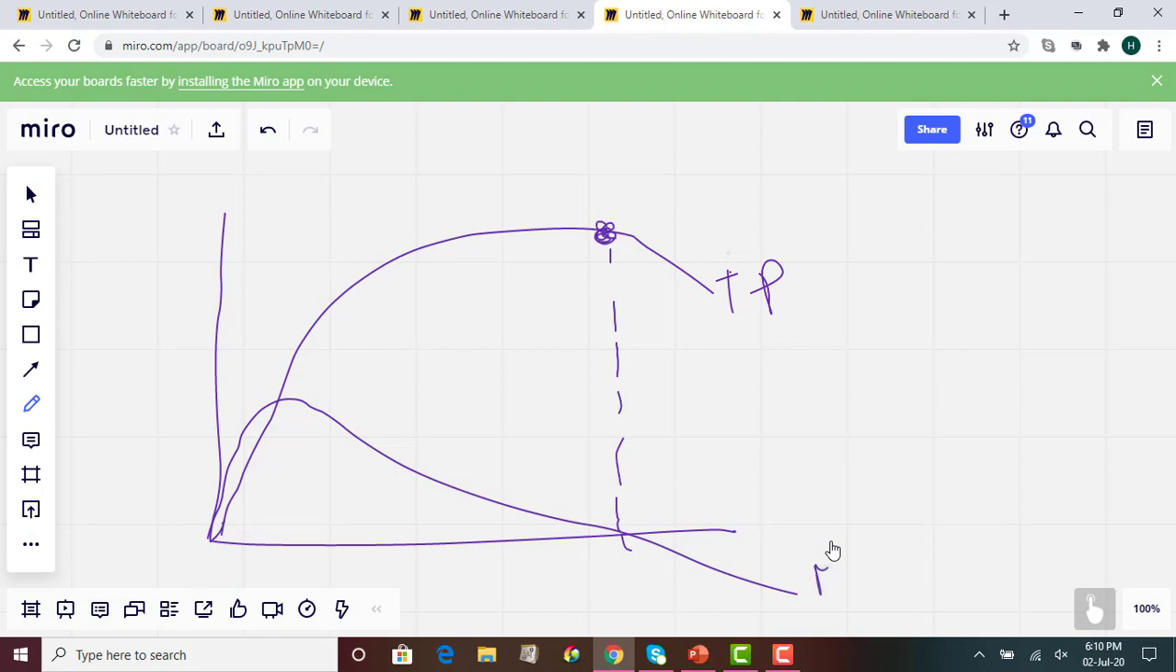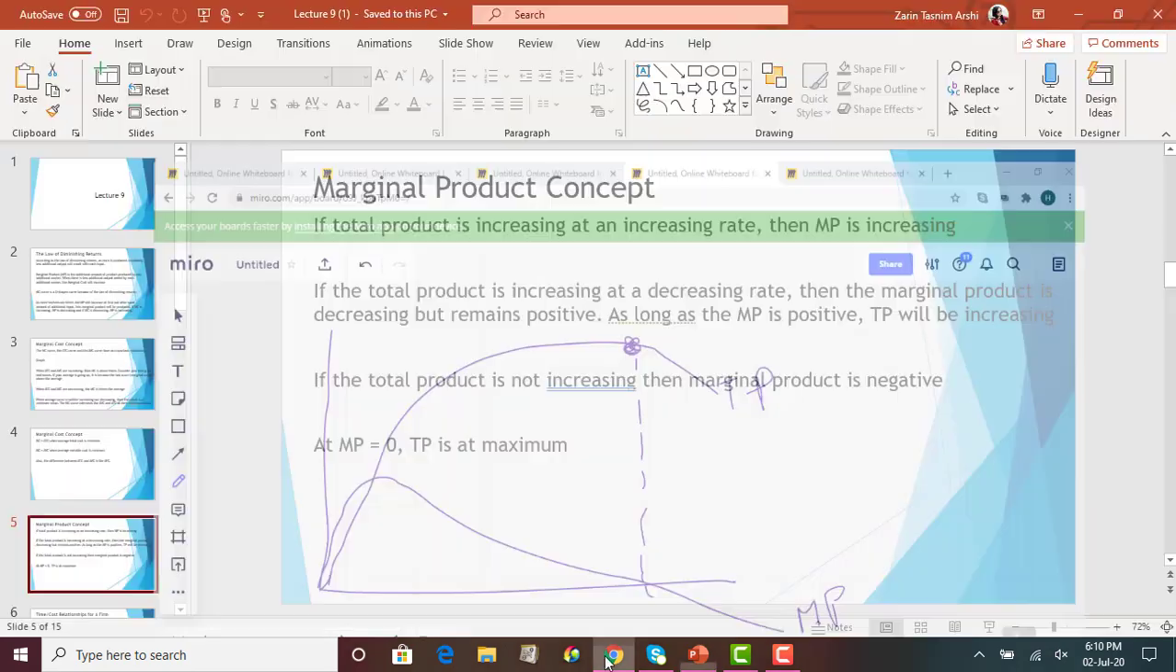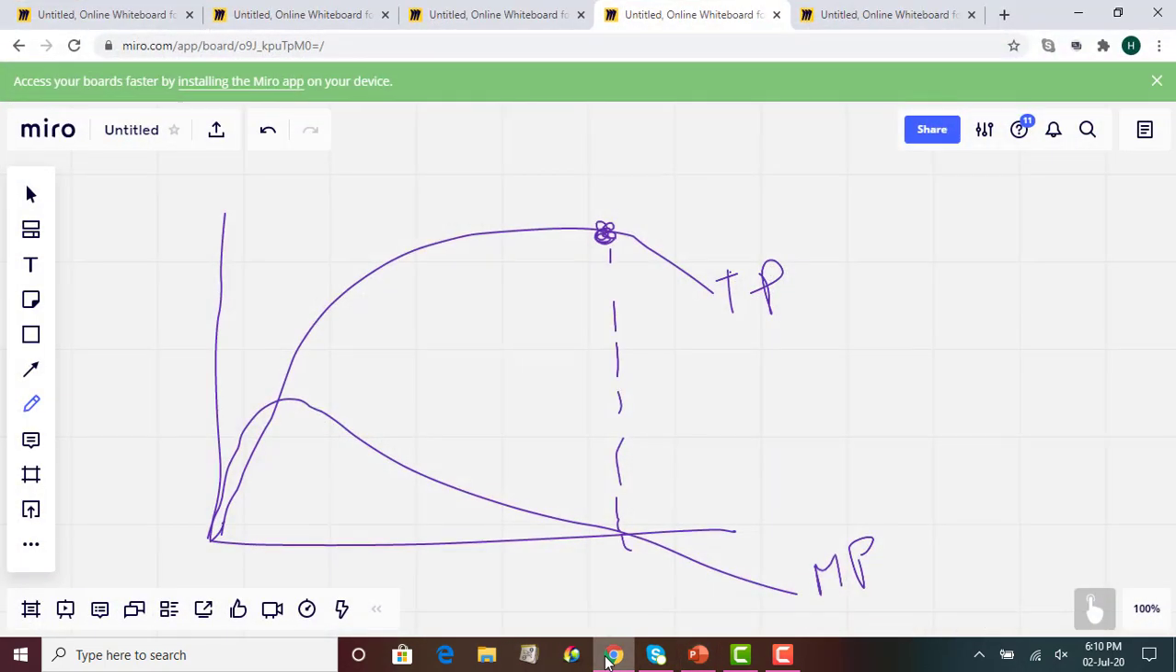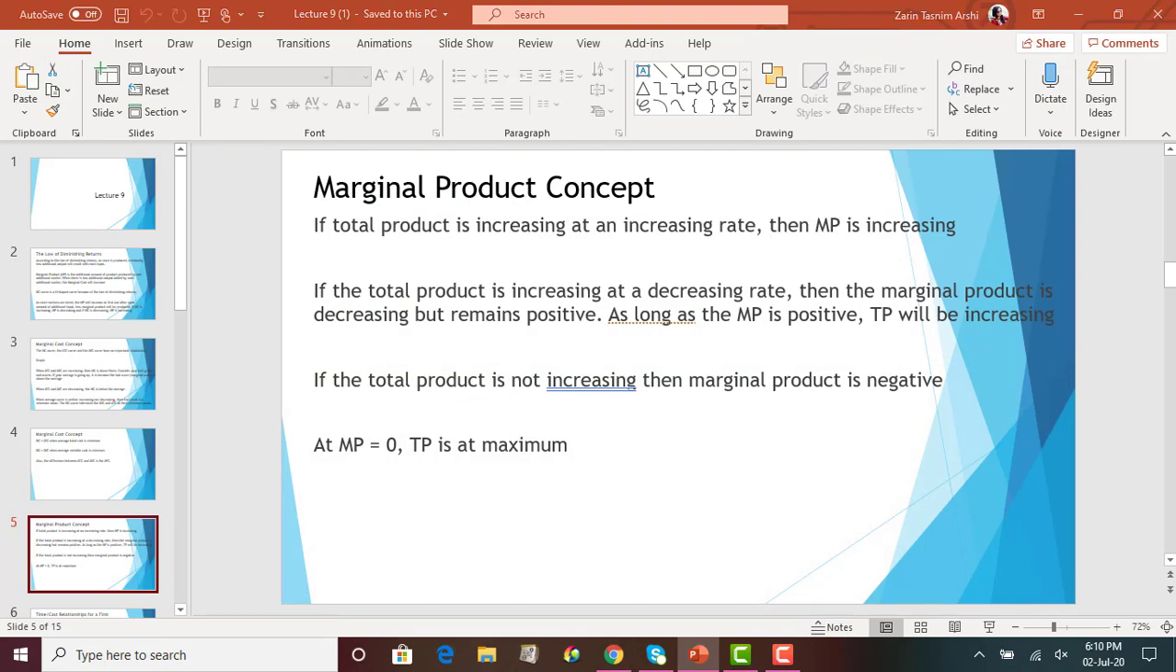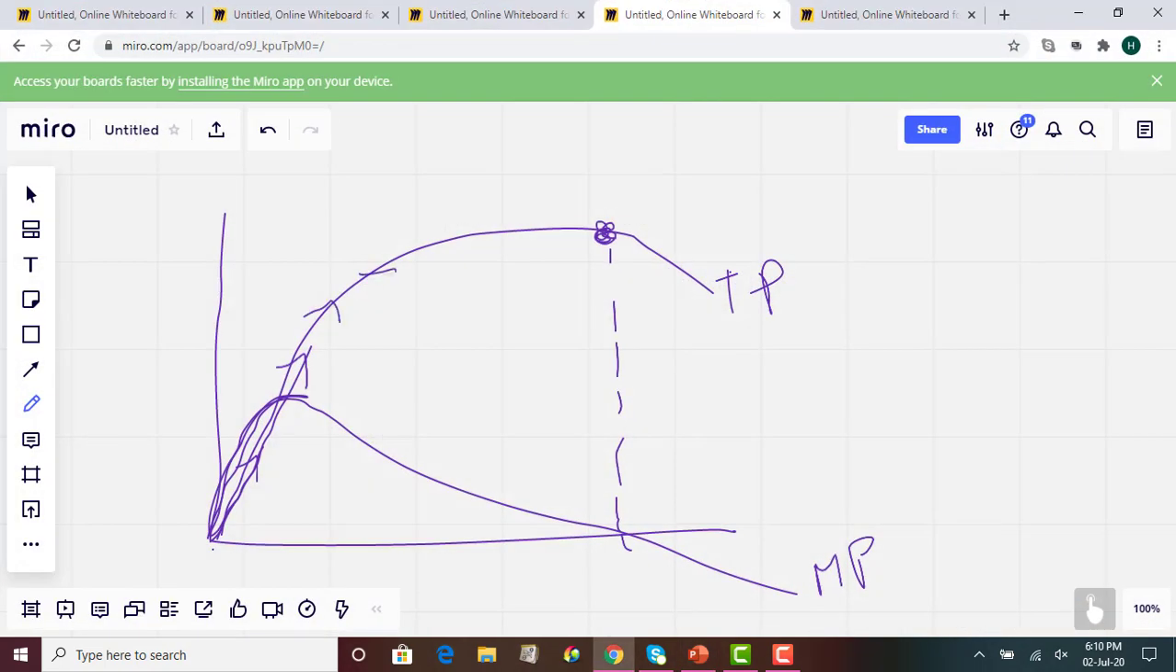This is total product, this is marginal product. What this slide is saying is, at first your total product curve increases at an increasing rate, and when that's happening your marginal product is increasing. Then the total product curve increases but at a decreasing rate, and that's the place where marginal product is actually going down. It is increasing, but at a decreasing rate, so that's why marginal product is going down.